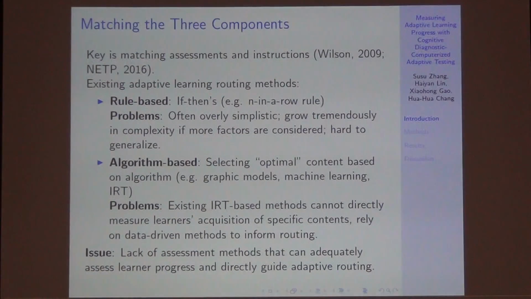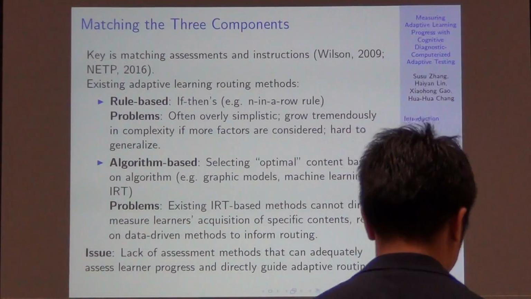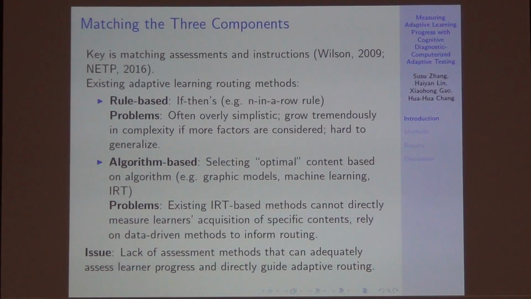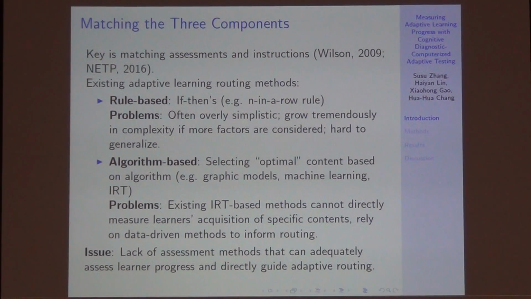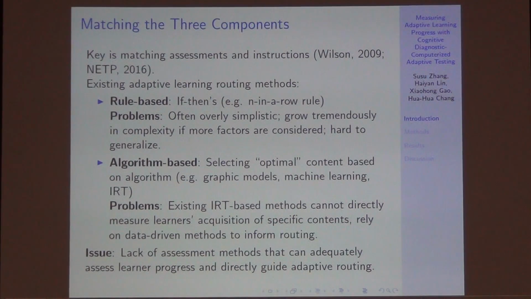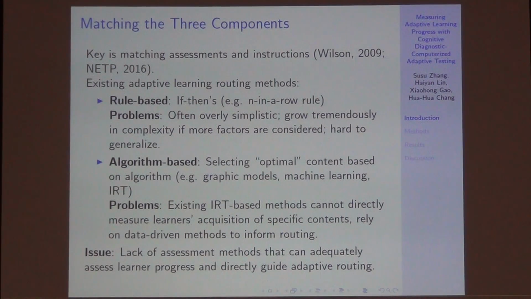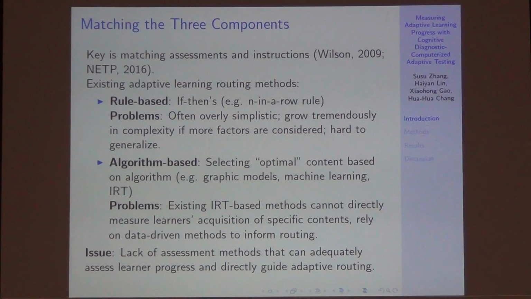There has been long time advocacy for matching assessment and instructions, both in classroom learning and also in online learning. If we look at the existing adaptive learning routing methods, we can mainly categorize them into two categories. First is the rule-based method. These are relying on some if-then rules. For example, the n in a row rule. So if the student answers 3 questions correctly in a row, then we think the student has mastered this content and he or she can move on to the next.